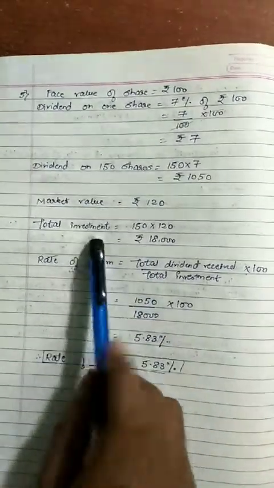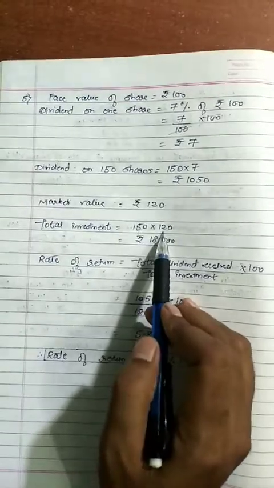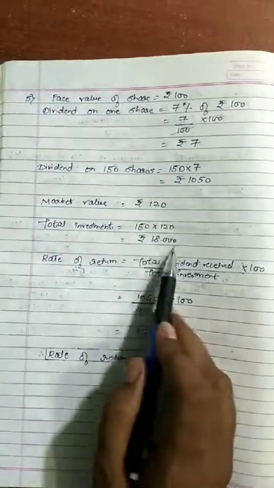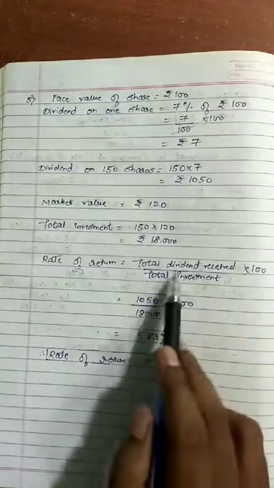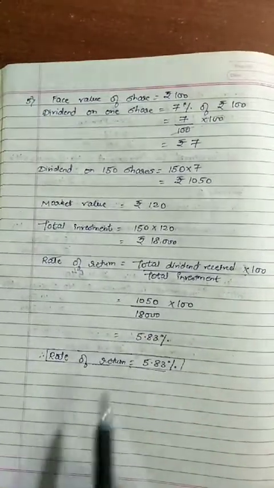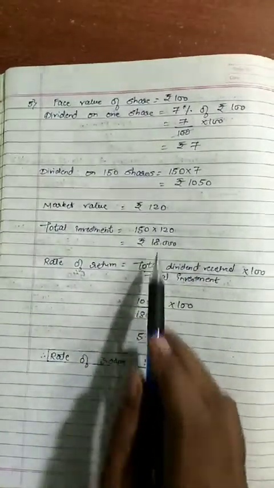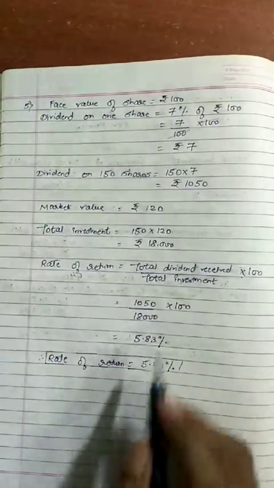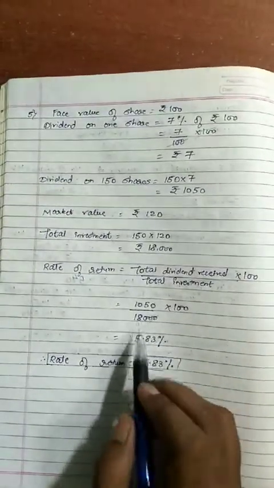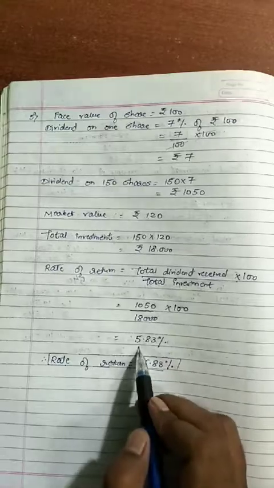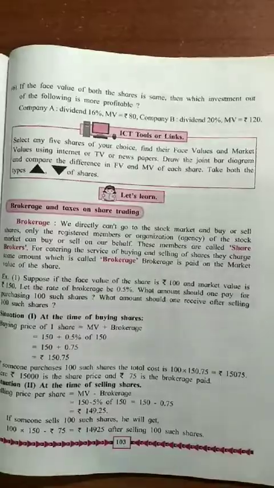And market value is 120. So total investment is what? 150 shares into 120 market value will give you 18,000. So the rate of return is what? Total dividend received upon total investment into 100. Total dividend is 1050 upon 18,000 into 100. 10 will get cancelled, 20 and 20 will get cancelled. So 105 divided by 18 will give you 5.83 rate of return.